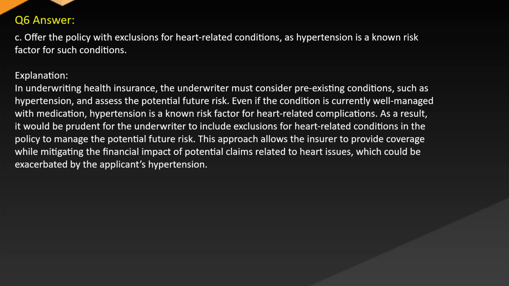As a result, it would be prudent for the underwriter to include exclusions for heart-related conditions in the policy to manage the potential future risk. This approach allows the insurer to provide coverage while mitigating the financial impact of potential claims related to heart issues, which could be exacerbated by the hypertension.